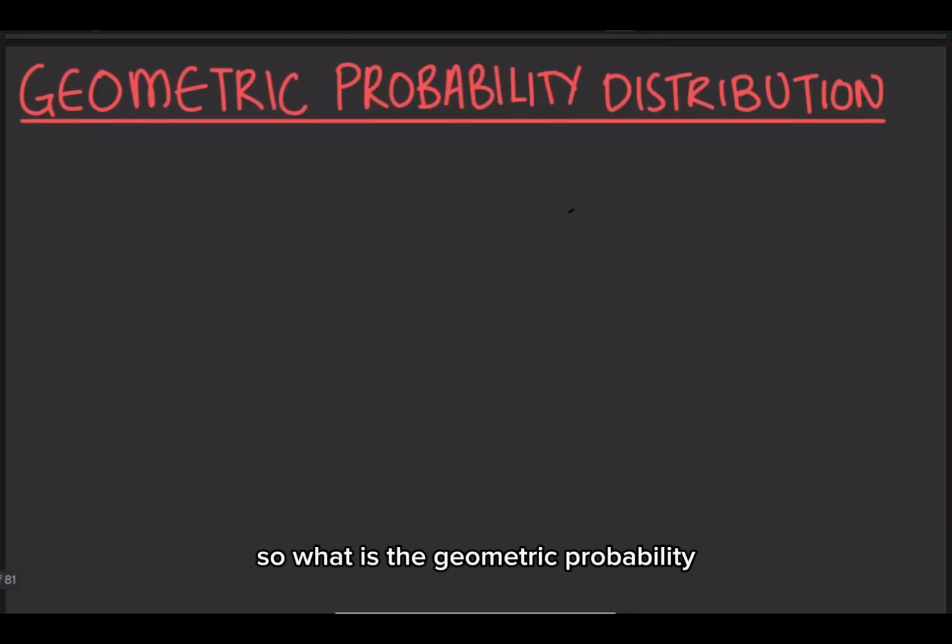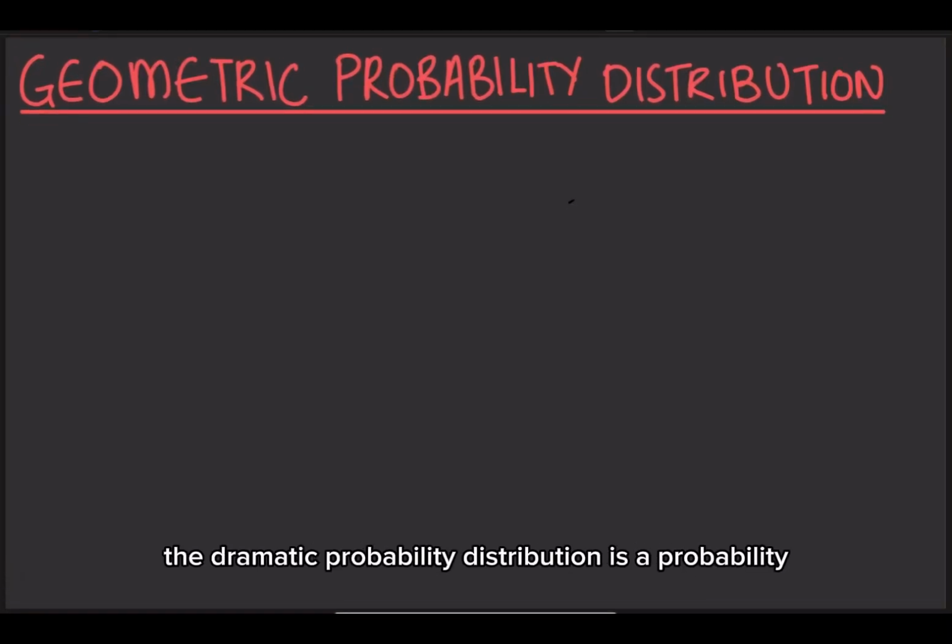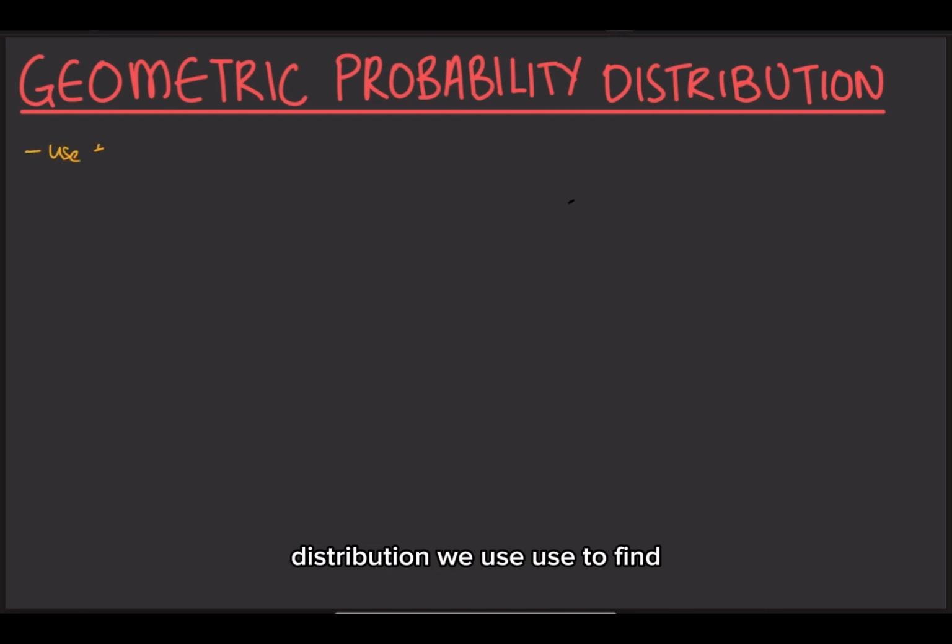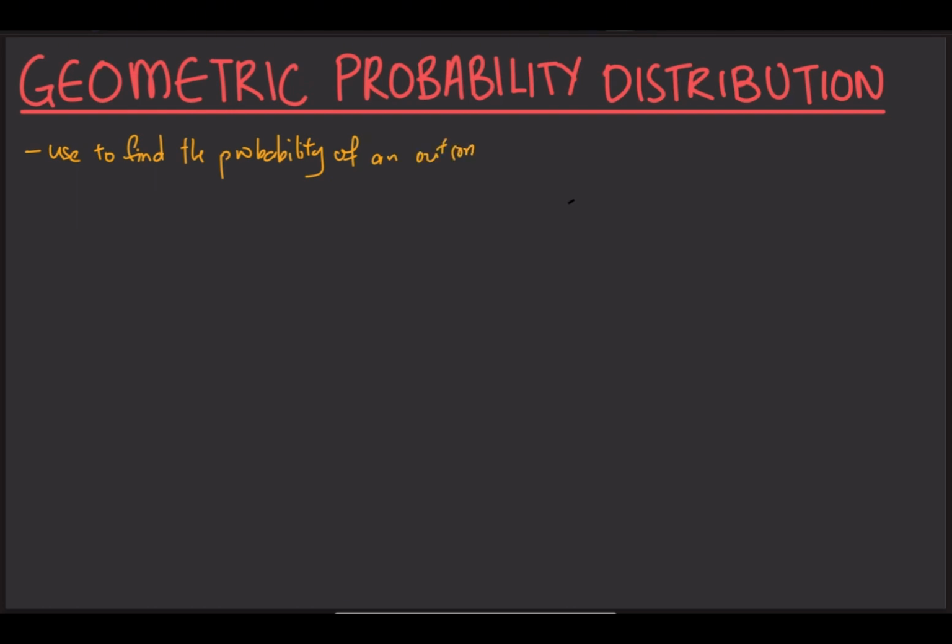So what is the geometric probability? The geometric probability distribution is a probability distribution we use to find the probability of an outcome when it satisfies these conditions.